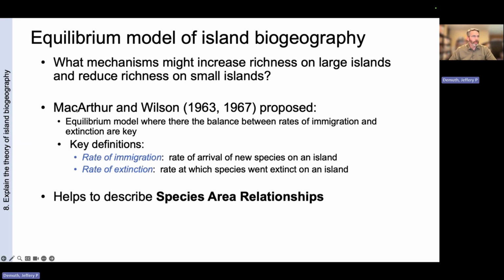The theory is mostly attributed to a couple publications by these guys, MacArthur and Wilson. This is the E.O. Wilson that we talked about on Tuesday, and we're going to talk about again in a few minutes. And they propose this equilibrium model where there's a balance between the rate of immigration and the rate of extinction. I'm giving you just the definitions for those terms. The rate of immigration is just the arrival of new species on an island, and the rate of extinction is the rate that they are going extinct on that island. This theory of island biogeography does a pretty good job of predicting the number of species that you're going to find, in other words, explaining the species area relationships that we see.